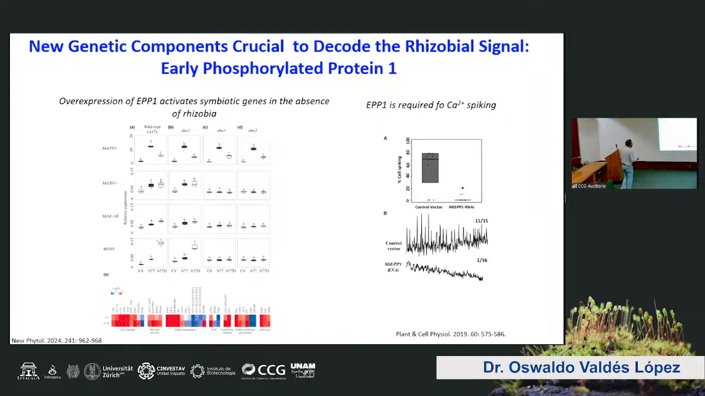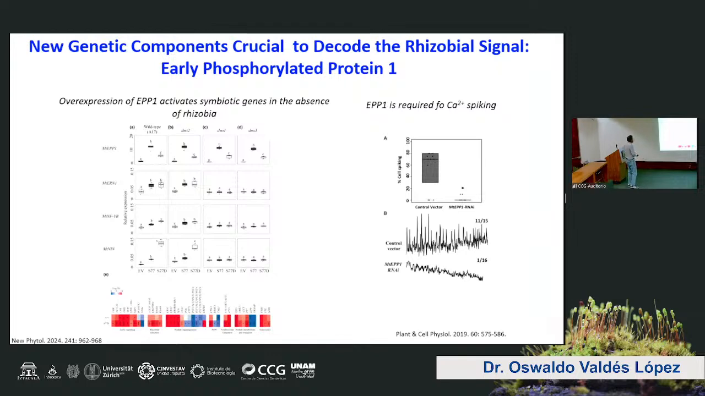I will not go into details, but I just want to mention that when we silenced EPP1 in Medicago truncatula, we observed that there is no calcium spike. So it indicates that EPP1 is required to activate the calcium spike. You can say, yeah, but this is transgenic roots. So we validated this with stable transgenic lines, and we got exactly the same results. So EPP1 is required to activate calcium spiking.